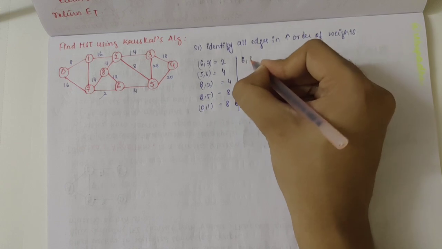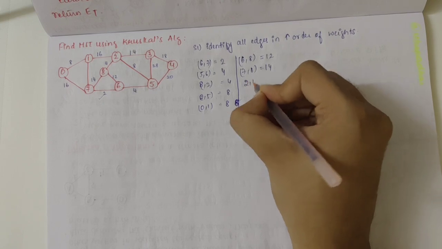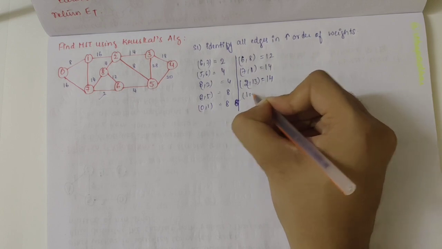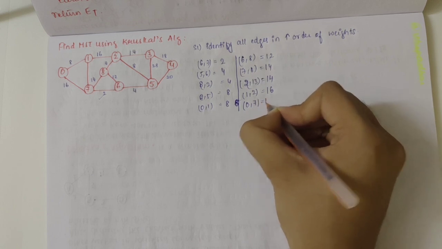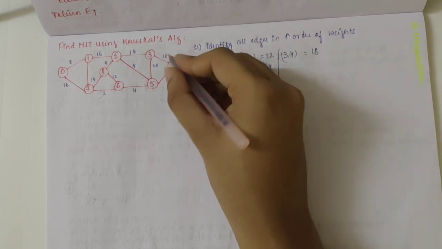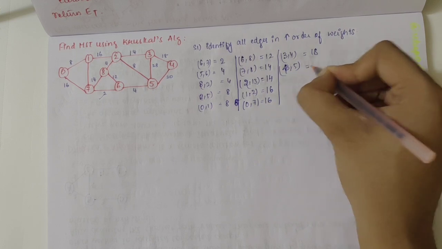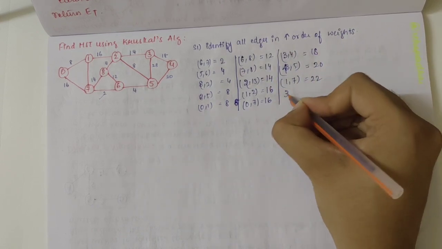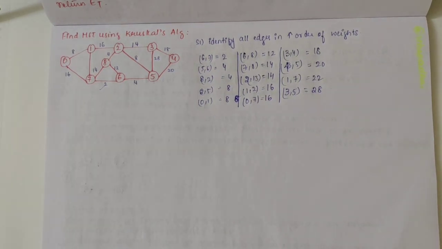Next, from 6 to 8 or 8 to 6 I have 12. Then 7 to 8 I have 14. Then 2 to 3 I have 14. Then 1 to 2 I have 16, and 0 to 7 I have 16. Next I have 3 to 4 as 18, then 4 to 5 as 20, then 1 to 7 has 22, and 3 to 5 has the maximum weight, 28. So we have sorted all the edges by weight initially, right?